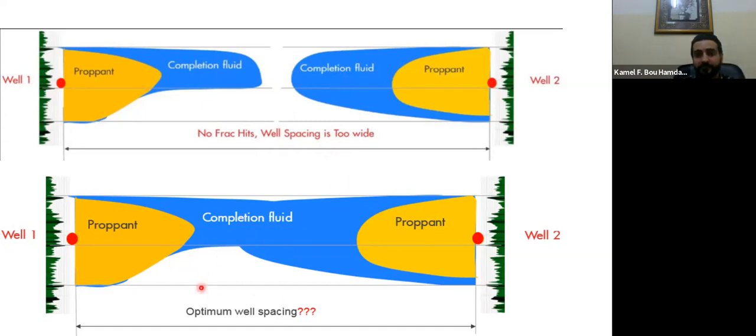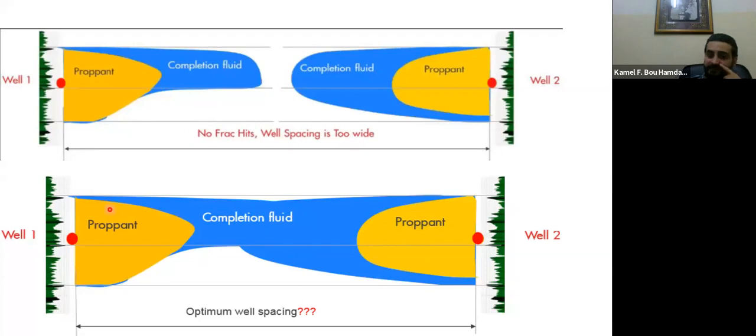The second case, we have a frag hit because the completion fluids have crossed each other. So again, which is going to be the optimum well spacing? Well, you should look at it from another perspective. We don't really need interference between the wells. That's true, if we can avoid interference, that's going to be better. However, here, the interference is between completion fluids and not really between proppants.